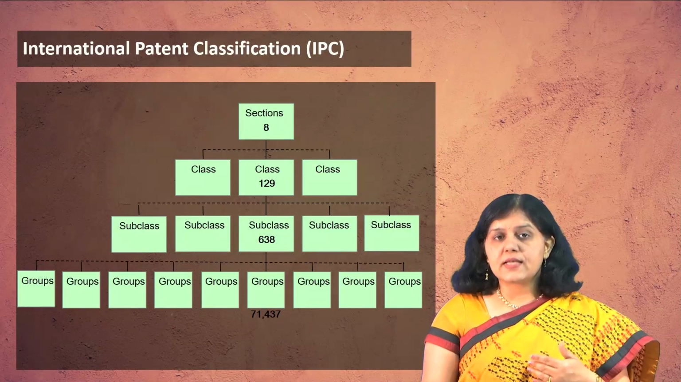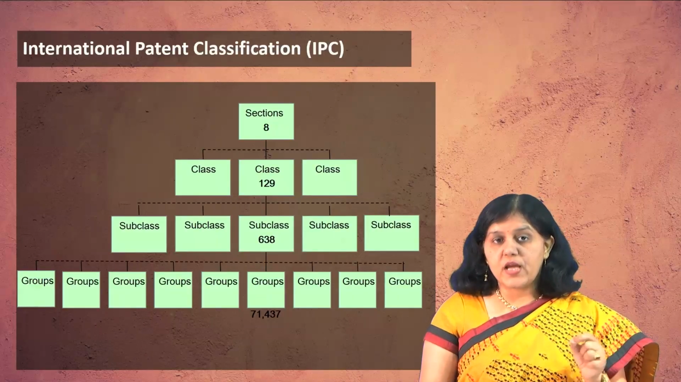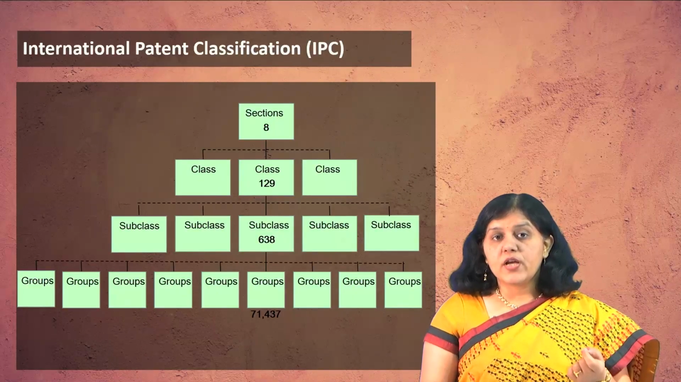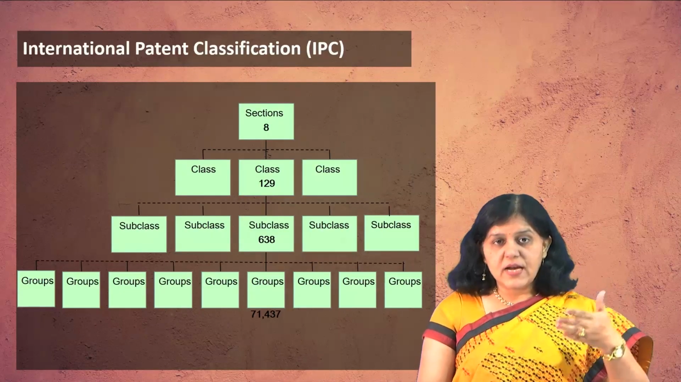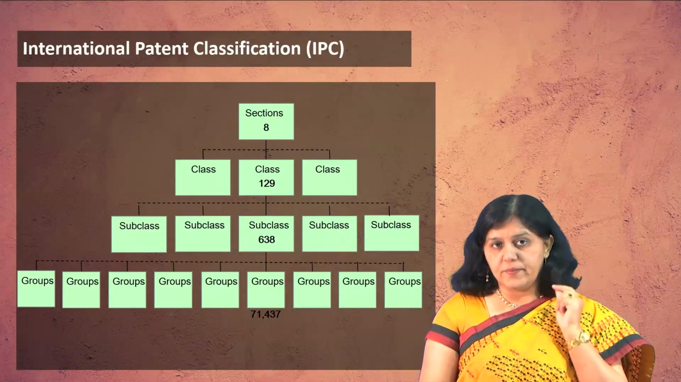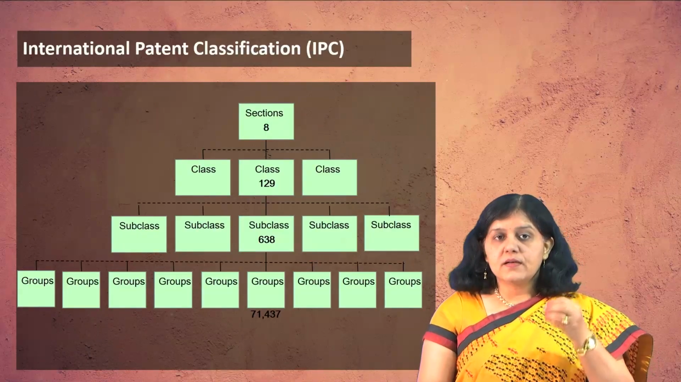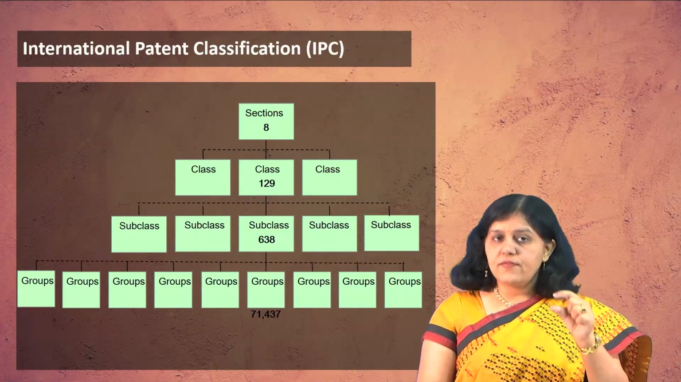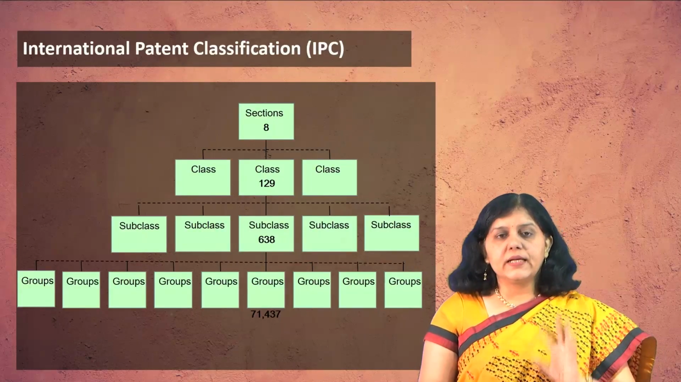You will see the class as H01, H02, H03 or H04, then H99. This is what we can call the class code, a 2-digit number. Now, what is the meaning of that? When it comes as H01, it is for basic electric elements.